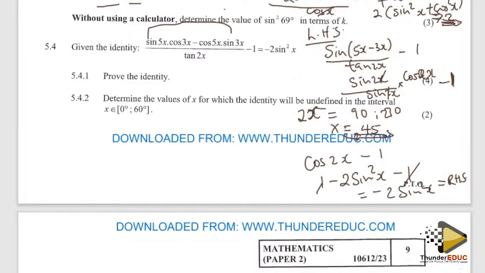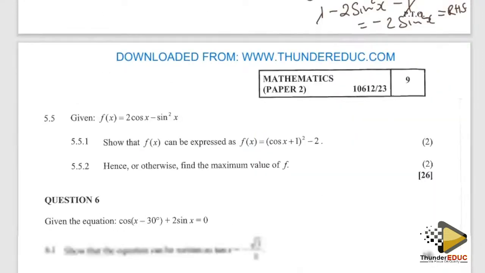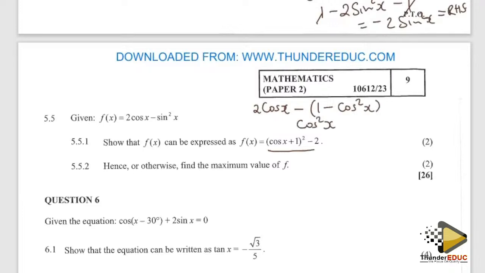All right, then 5.5: 2 cos x minus sine squared x. Can we show that this can be expressed in this format? So in this case, what are we doing? We are completing squares, right? So 2 cos x minus, I need to express this as a cos, so 1 minus cos squared x. So that's going to be cos squared x, plus 2 cos x minus 1.